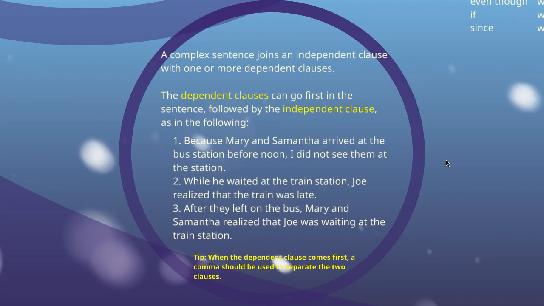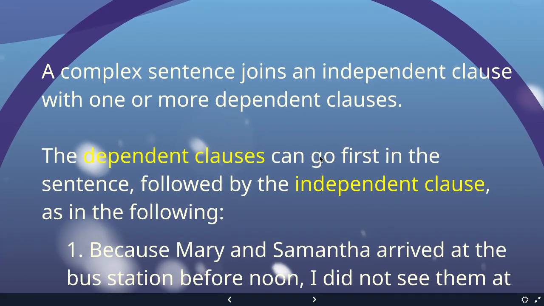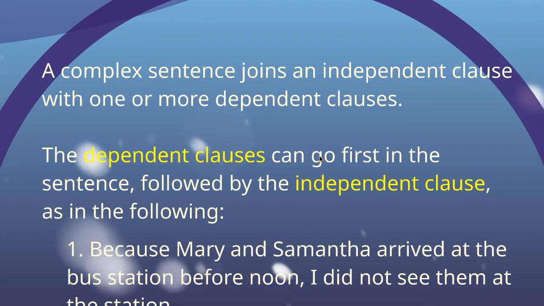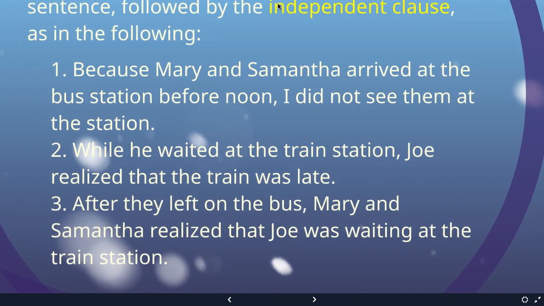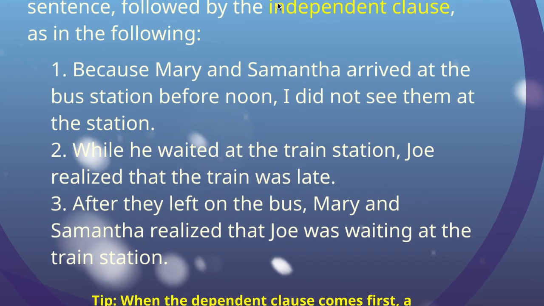So, a complex sentence joins an independent clause with one or more dependent clauses, which we also said. The dependent clauses can go first in the sentence, followed by the independent clause, as in the following sentences that we have here. So, take note, this is where things really kind of become a little hectic. Because Mary and Samantha arrived at the bus station before noon, I did not see them at the bus station. While we waited at the train station, Joe realized that the train was late. After they left on the bus, Mary and Samantha realized that Joe was waiting at the train station.